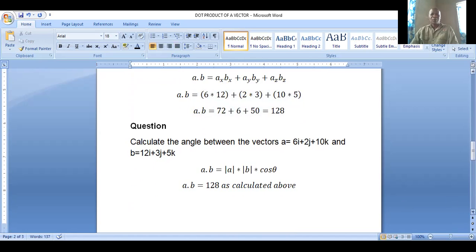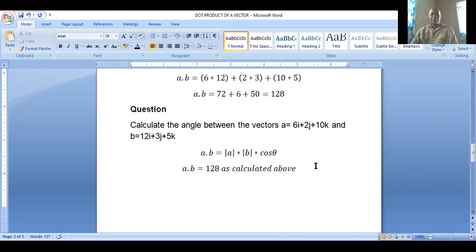So the second part of the question will illustrate now how to use the formula where there is an angle. For example, here is the question: calculate the angle between the vectors A and B. So you know the representation of the formula is such that A dot B is equal to the magnitude of vector A times the magnitude of vector B cos theta. And earlier on, this is the same equation actually which we solved above here. And so we found that we calculated the dot product of A and B as 128.